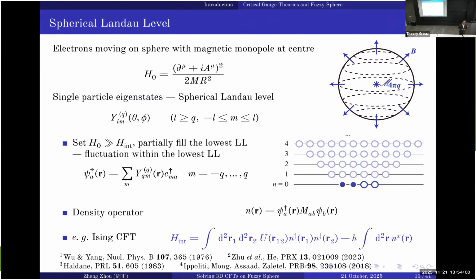So the operators that feel the magnetic field are not gapless. They are not critical. And the CFT operators are bilinears that do not feel the magnetic field.